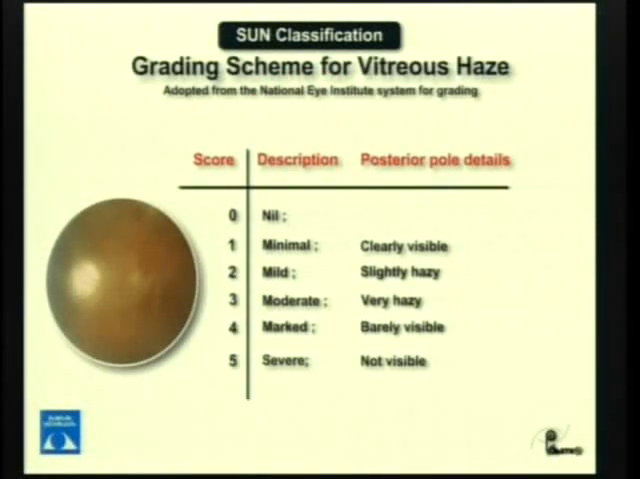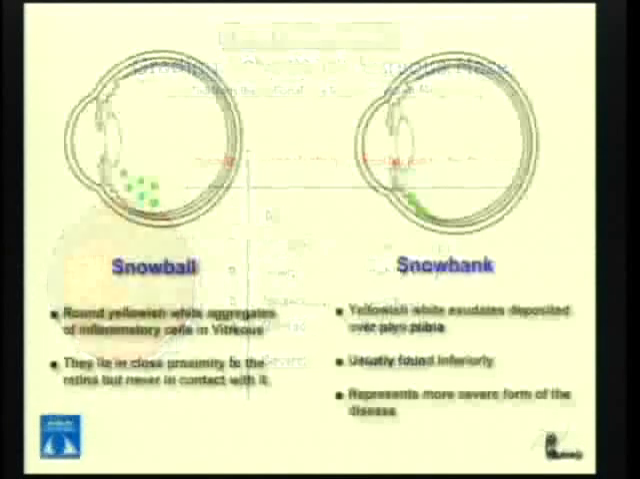If you have seen a vitreous haze, then you have to classify it. Unfortunately, the SUN classification doesn't have a separate grading for the vitreous haze. So what they have done is adopt the National Eye Institute system for vitreous haze grading in their classification, which classifies from 0 to 5 based on the posterior pole details.